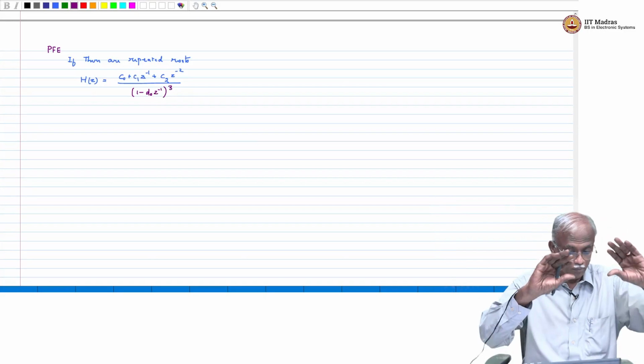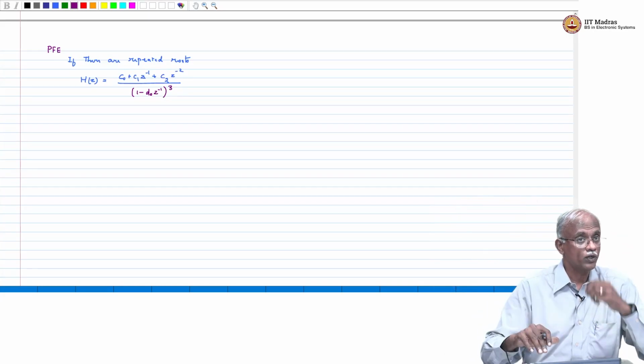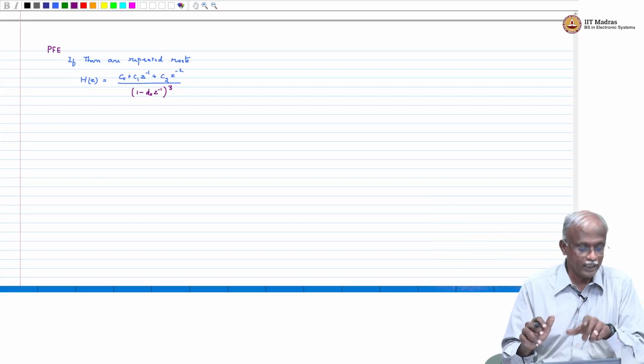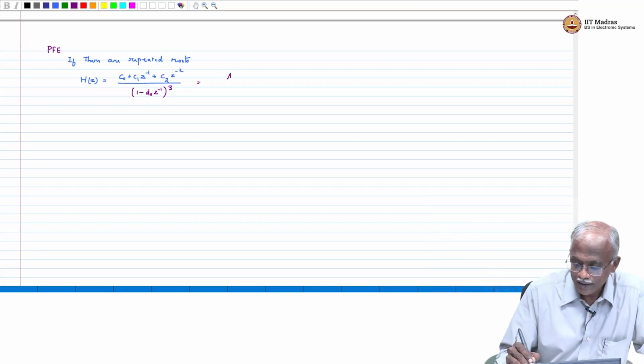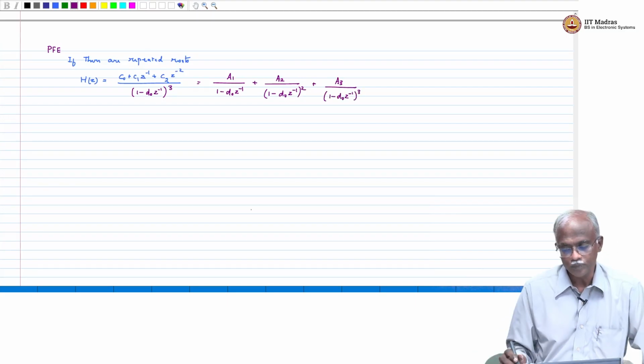Basically, it is polynomial by polynomial. The numerator polynomial has got order 2, the denominator polynomial has got order 3. So therefore it is a proper rational form. However, there is a repeated root. In this case, how do we write the partial fraction expansion? We write it as a1 divided by 1 minus d0 z inverse, plus a2 divided by 1 minus d0 z inverse the whole squared, plus a3 divided by 1 minus d0 z inverse the whole cube.